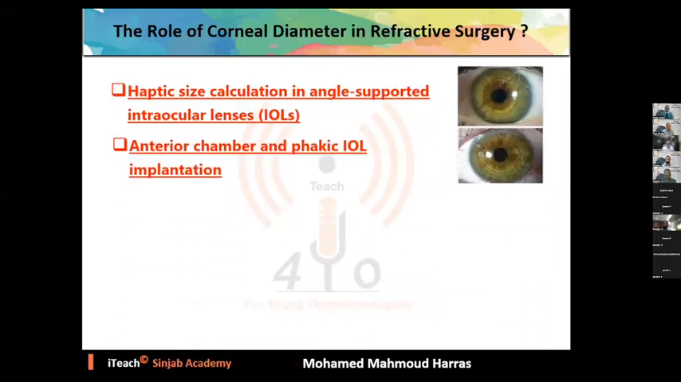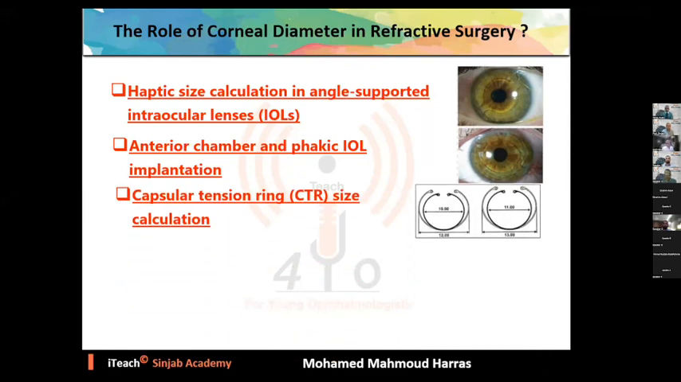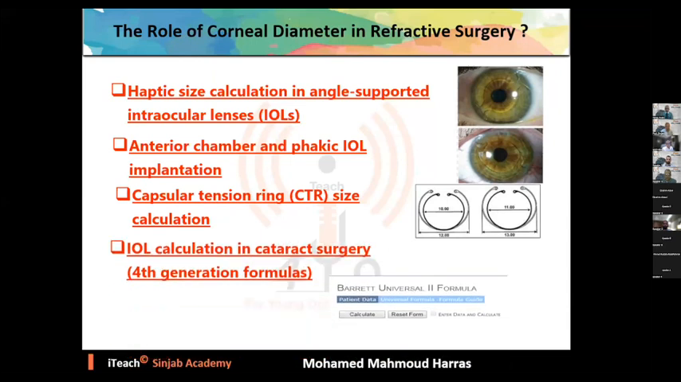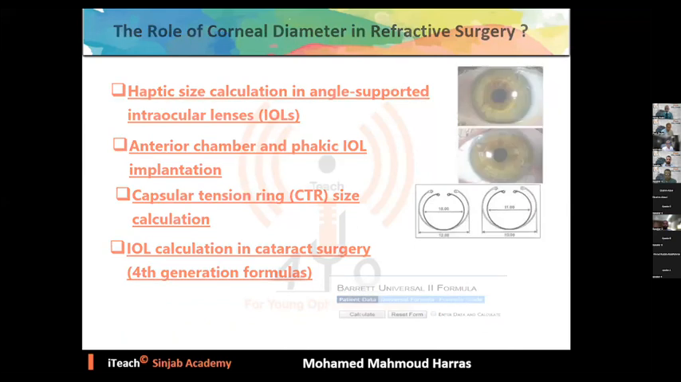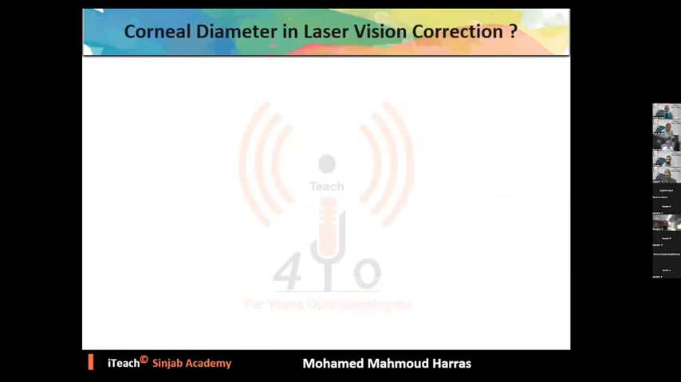Of course, we all know that it's required for haptic size calculation in angle-supported IOLs, anterior chamber and phakic IOL implantation. It is also required for CTR size calculation. It is also required, as my colleague mentioned earlier, for some of the fourth generation formulas like the Pellet universal formula. What is the corneal diameter role in laser vision correction?